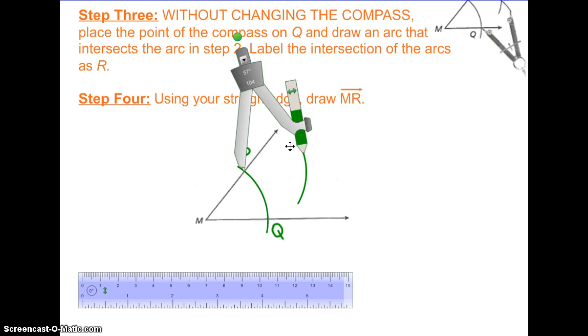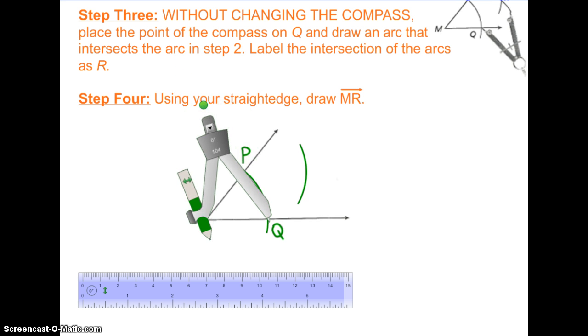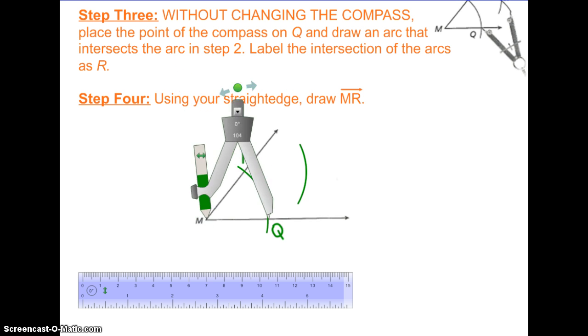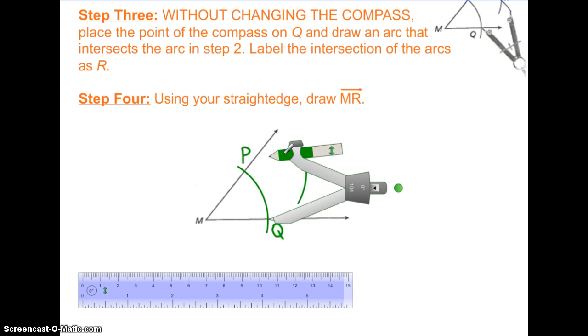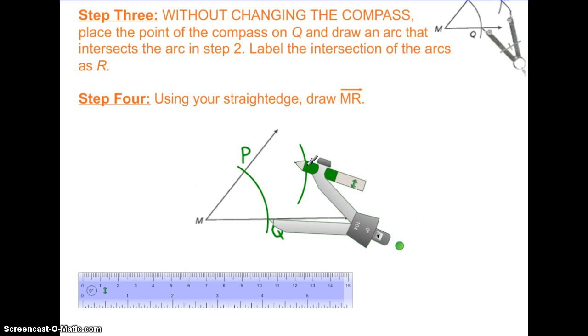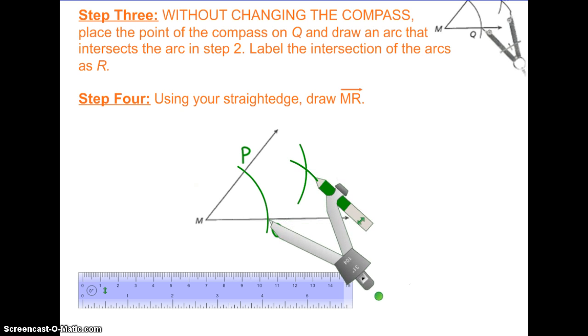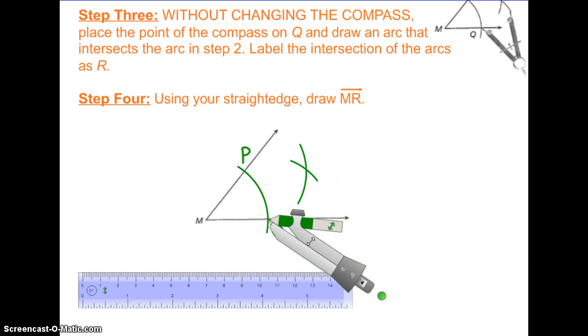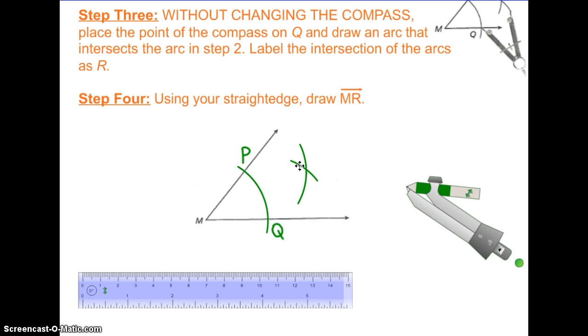Why in the middle of the angle? Because the bisector cuts the angle in half. So somewhere this bisector is going to cross somewhere in the middle. Now, you definitely can't change the width of your compass for this. So I'm just going to flip sides, put my point on Q, and make an arc that crosses the previous arc I made. So let's get that. There we go. Now I'm done with my compass. Where these two arcs intersect is my bisector.